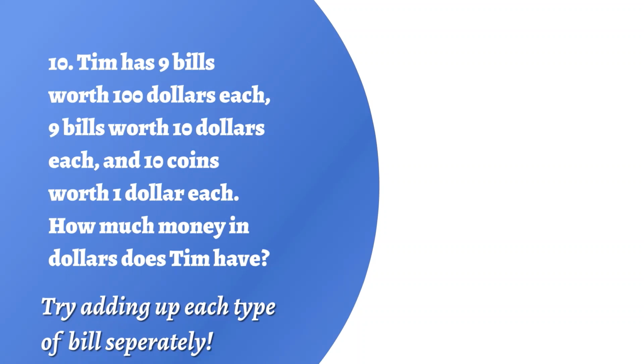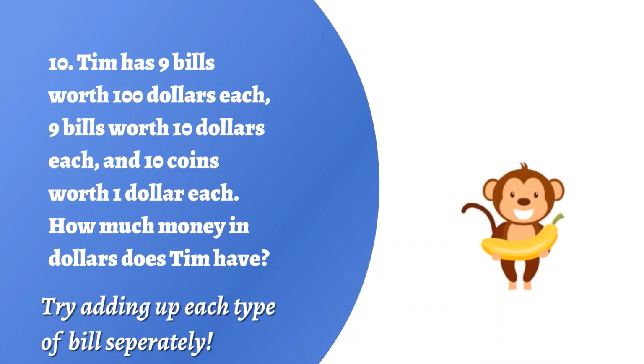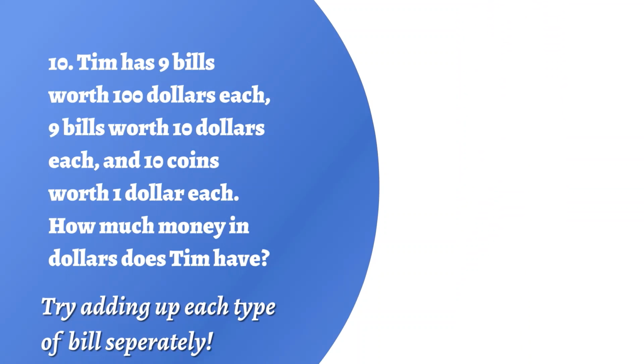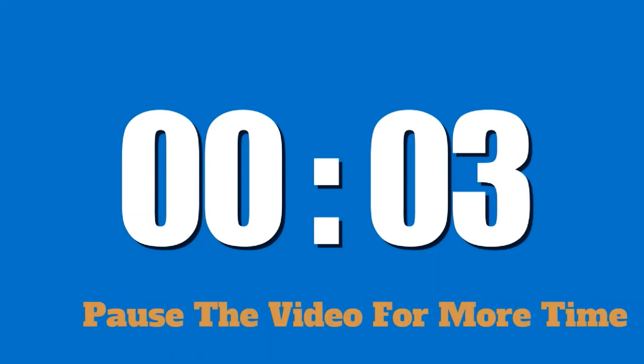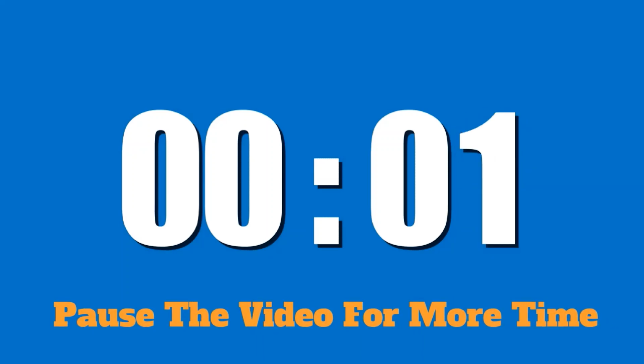Number 10. Tim has 9 bills worth $100 each, 9 bills worth $10 each, and 10 coins worth $1 each. How much money in dollars does Tim have? Try adding up each type of bill separately in this problem. Pause the video for more time.